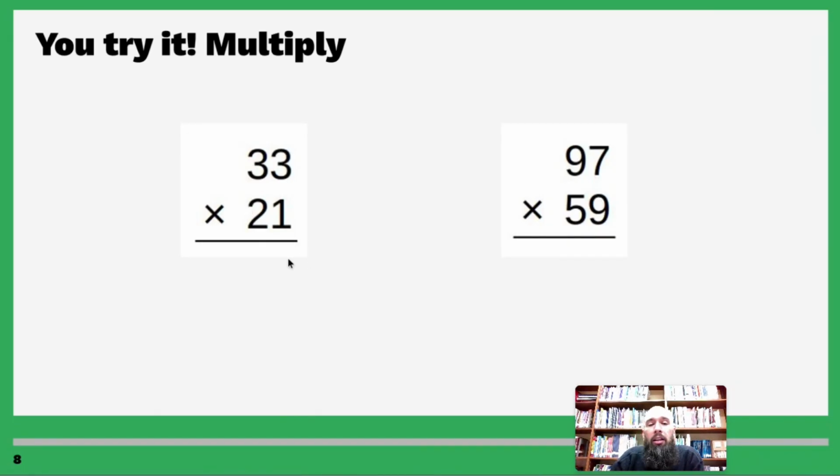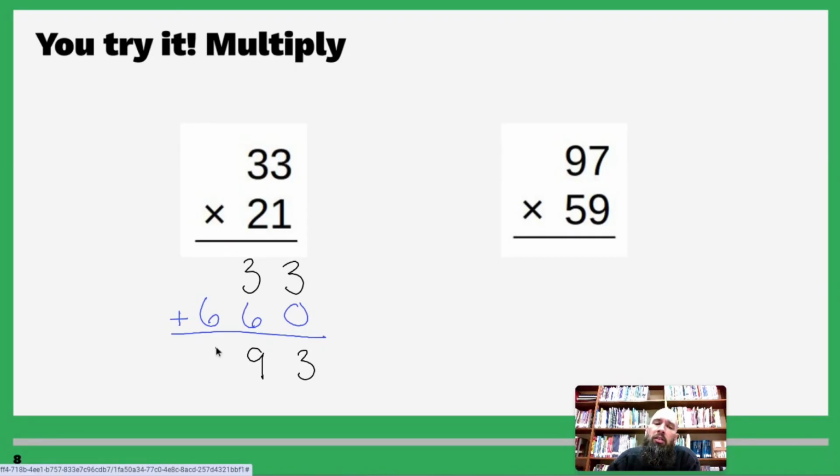3 times 1 is 3. Nothing carries over. 1 times 3 is 3. Nothing carries over. Move on to the next digit, which means you attach a 0. 2 times 3 is 6. Nothing carries over. 2 times 3 is 6. Nothing carries over. It's about as friendly as they get. You add these guys up. 3 plus 0 is 3. 3 plus 6 is 9. Nothing plus 6 is 6. 33 times 21 is 693.